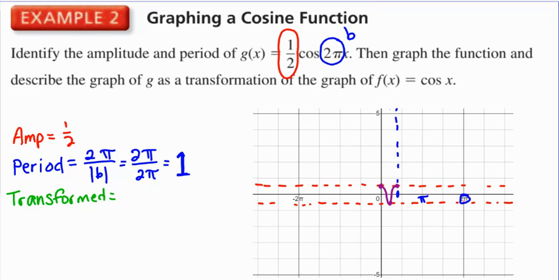See how it's both shrunk vertically and also shrunk horizontally, right? So the top of this, we're shrinking it down. The bottom of this, we're shrinking it. But we're also shrinking the width of one cycle, right? It only has a length this time of 1.